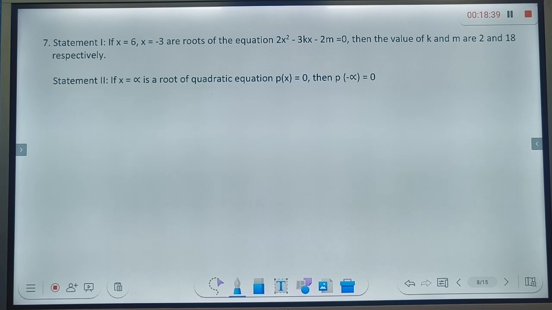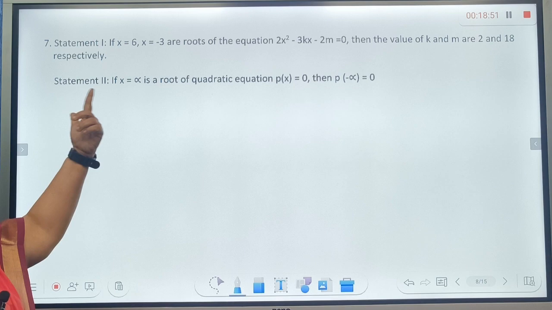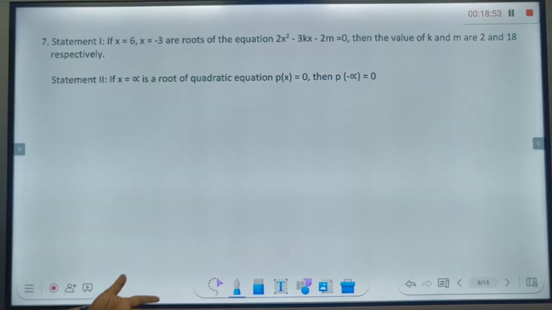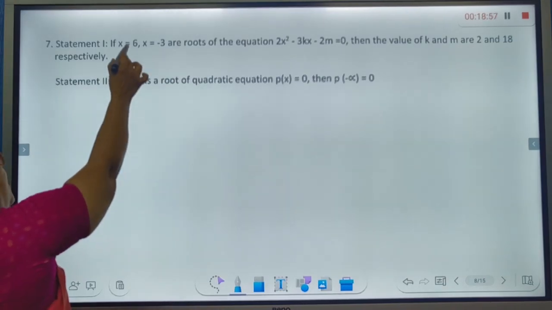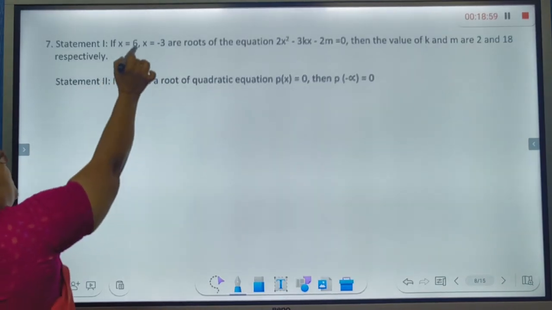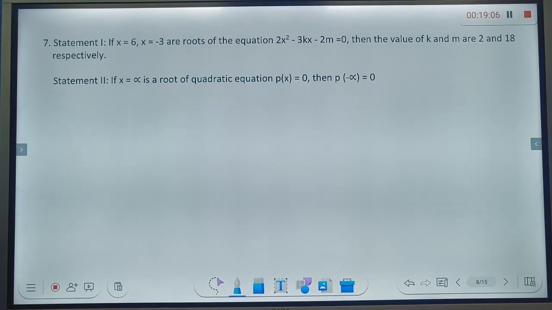Next we are going to do what is called assertion and reasoning. We are going to check whether statement 1 is true, statement 2 is true, and if statement 2 is a reason for statement 1, or both are true but it is not. Different possibilities are there. One can be true or false, second can be true or false, and this statement can be a justification for the first statement, or it need not be connected to the first statement. So let us analyze what is given.